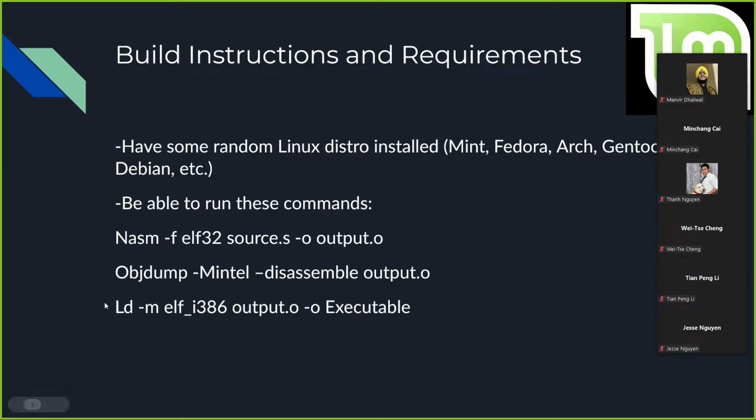And the final command we'll be using is the linker, where we link the output file into the executable. This command turns the object file into an executable. It is not like when you compile a C program, where you go directly from the source to the executable. You have to assemble, and then you have to run the linker to make the executable.